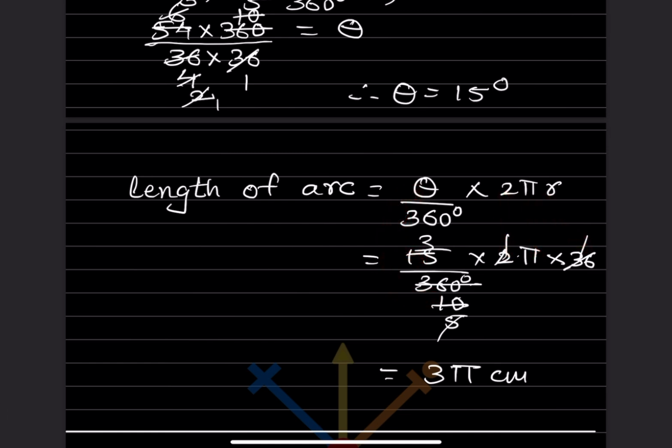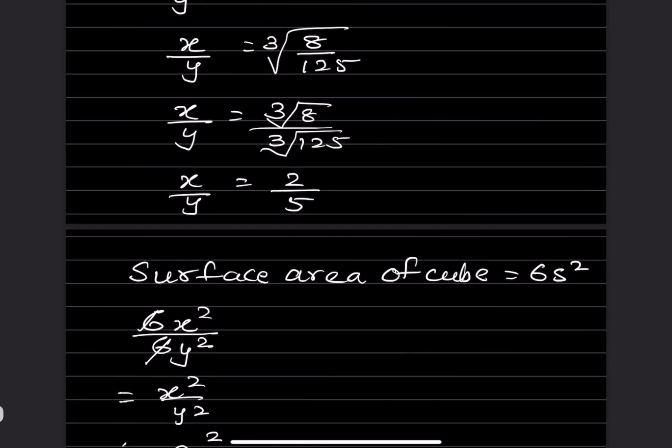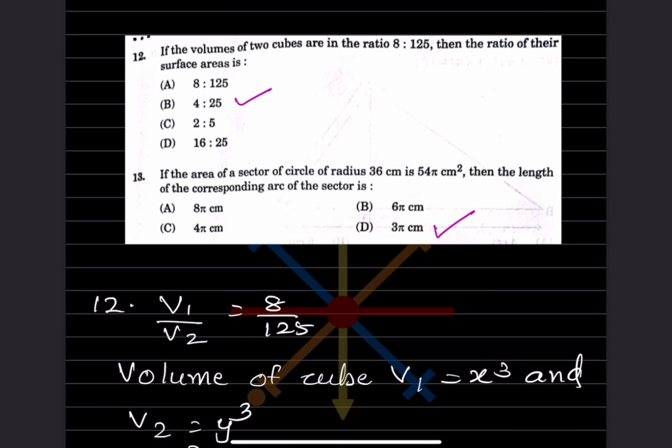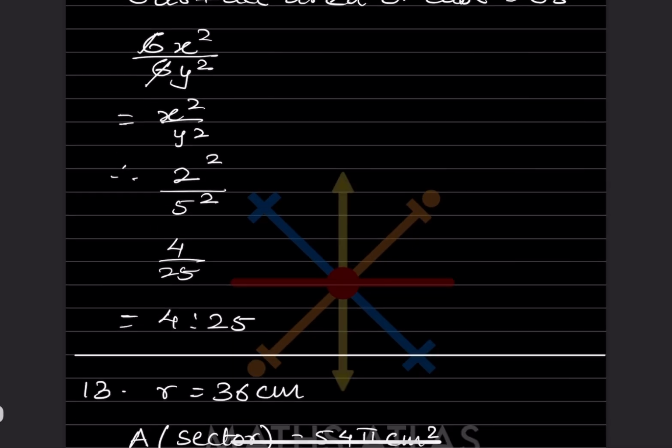After simplifying this, I kept the pi as it is because in the options we have it in the form of pi. So you need not write the value of pi, just keep pi as it is. After simplifying this, we get 3 pi centimeter. Can you see the options we have in terms of pi? So that is 3 pi centimeter.